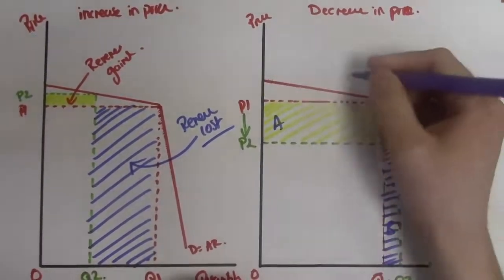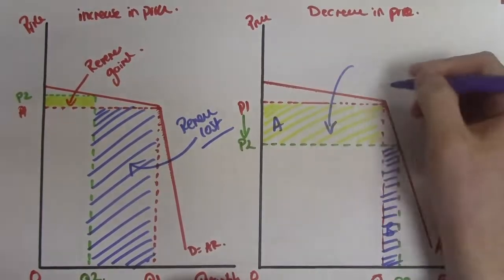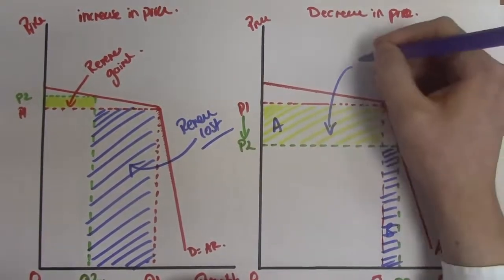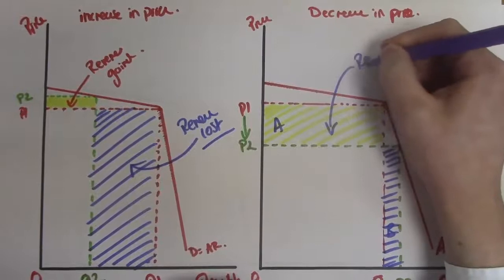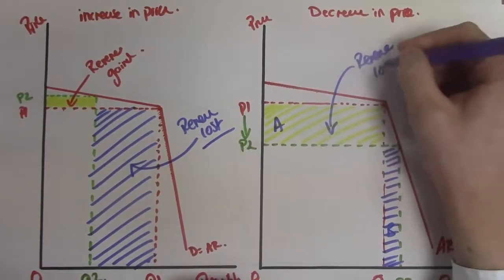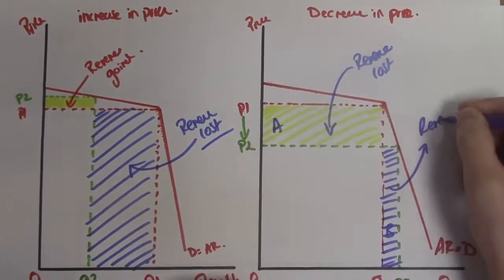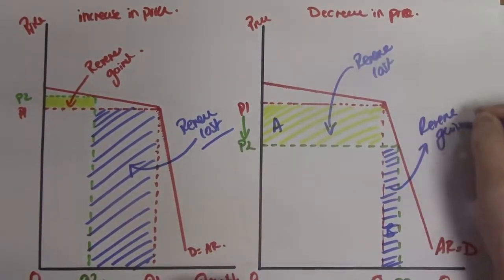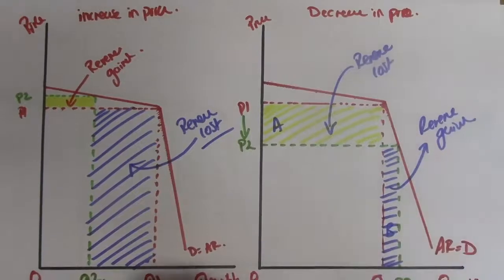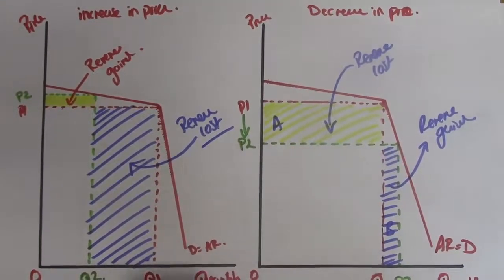Area A, or the yellow area here, with decreased price. As a result, this is actually an area of revenue lost. So revenue lost. The blue area then is an area of revenue gained. So it's almost like the opposite of the previous diagram.